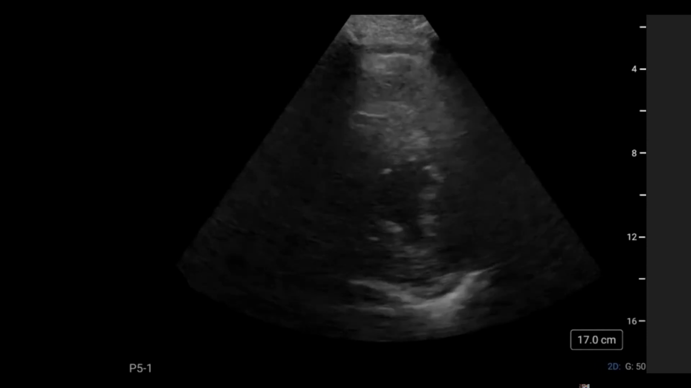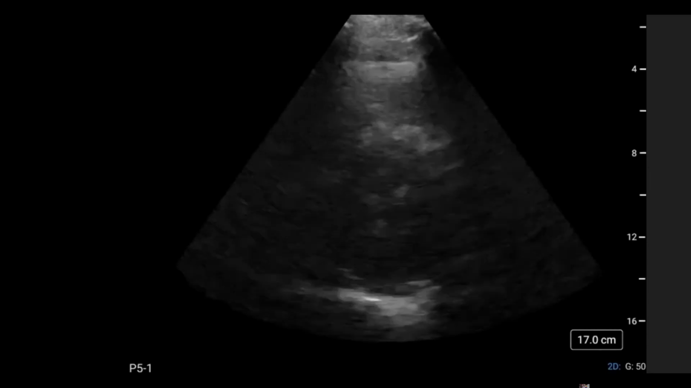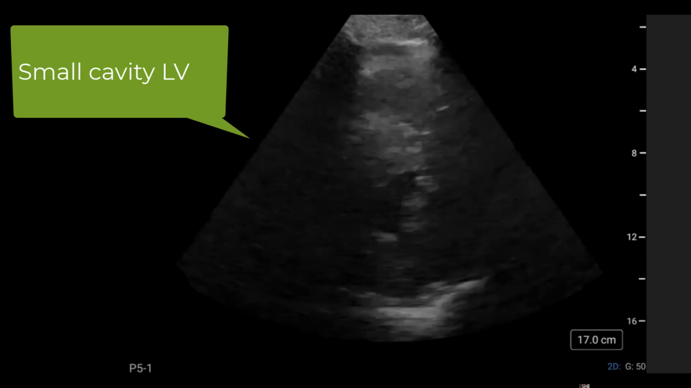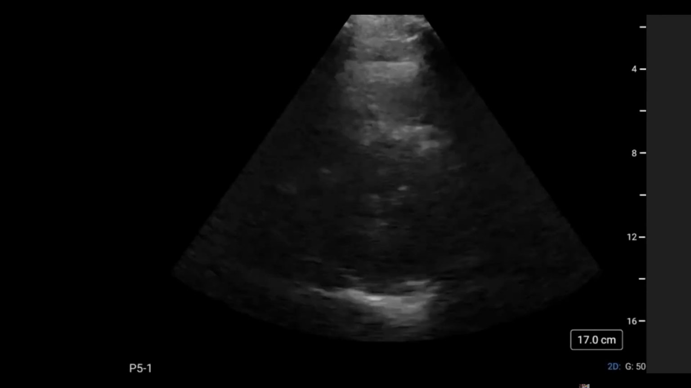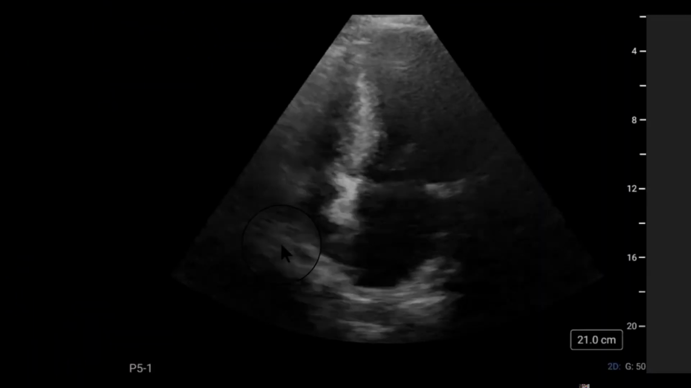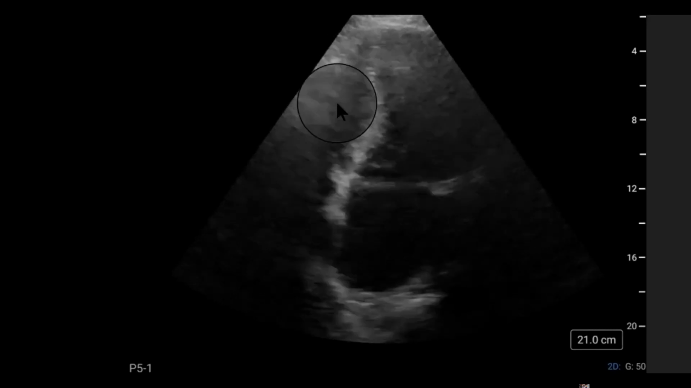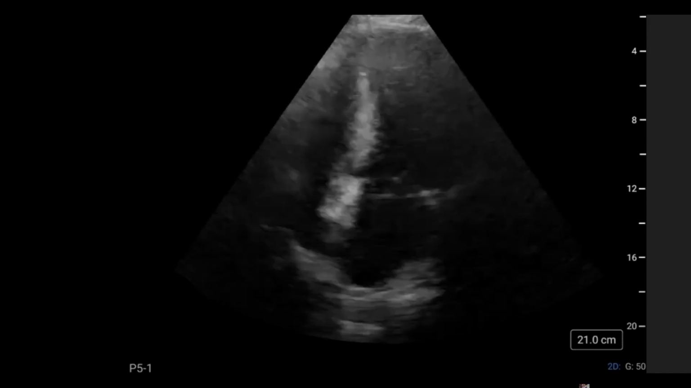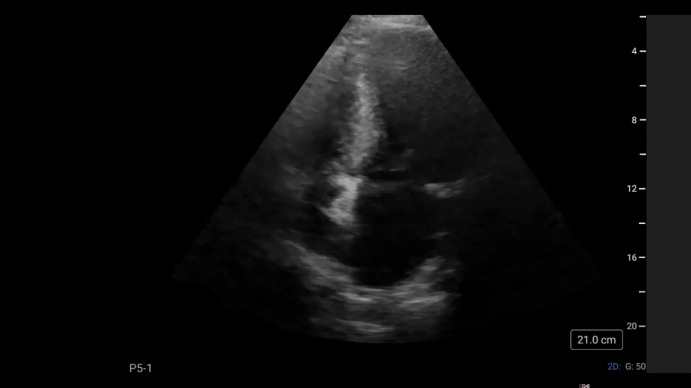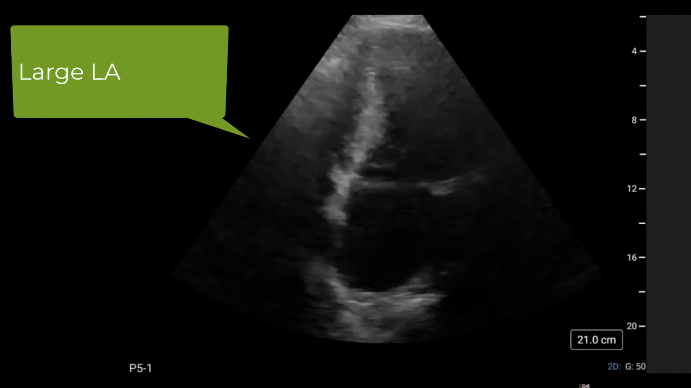Next up is the short axis view, confirming the very small cavity, hypertrophied left ventricle. Our apical picture is quite rotated, and therefore we don't see the right ventricle very well. We're rotating almost into a two-chamber view here. What we can see from this is again that large left atrium with a mitral valve that's opening well.